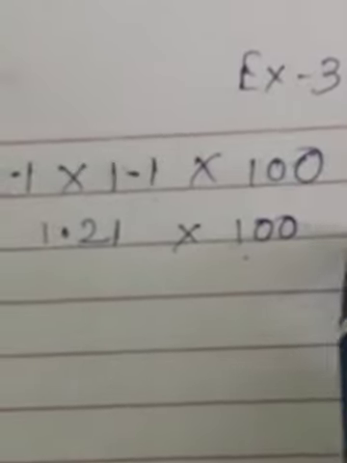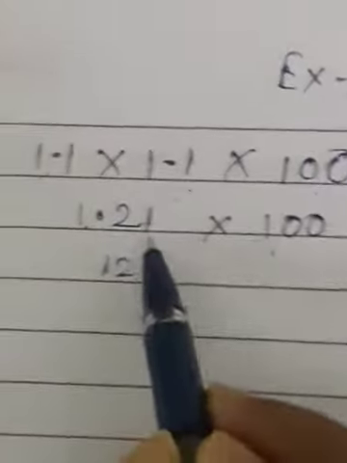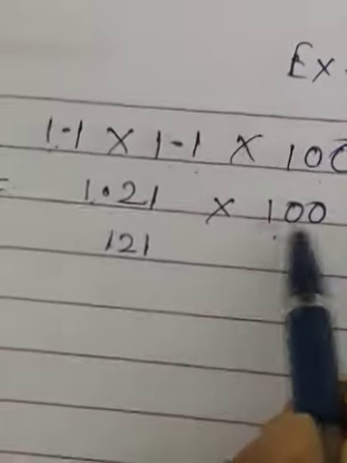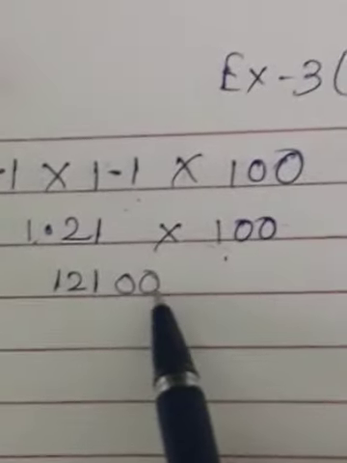Now multiply it with 100. When you have to multiply with 10 or 100 or 1000, it is very easy. You just write this number 121, ignore the decimal point first. Write how many zeros there are: 2 zeros, then write 2 zeros. If it is 1 zero, write 1 zero. If 3 zeros, write 3 zeros. I had 2 zeros, I wrote 2 zeros.